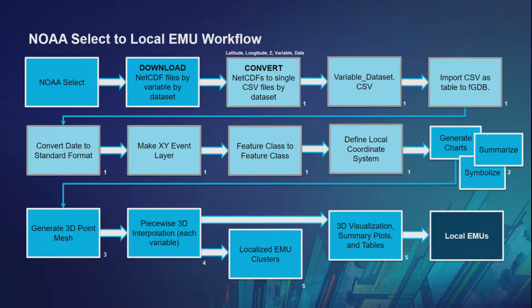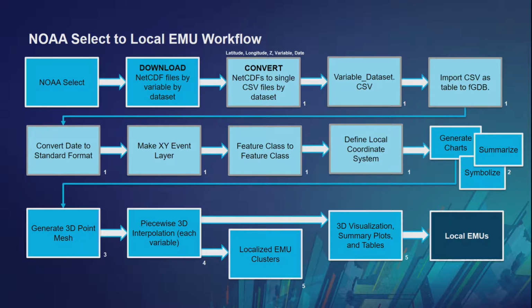So here is the actual workflow that we used for the local EMU clusters, and I'm going to walk through this quickly. In this case, we started with good data from NOAA. We were able to go to the NOAA Select site and obtain netCDF files of temperature, oxygen, and salinity. And then this is where the GIS comes into play. I've got these netCDF multidimensional files, and what we're going to do is convert that information into a feature class, ultimately, that we can start to work with in GIS.